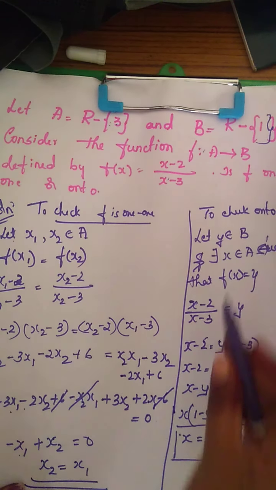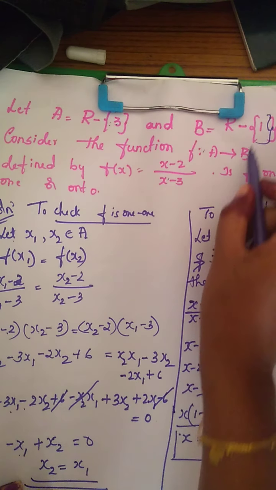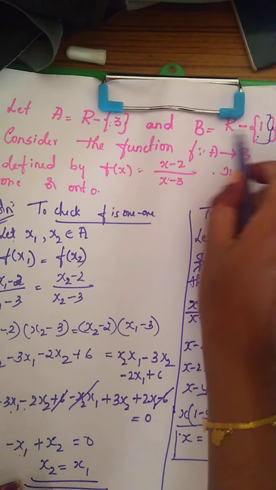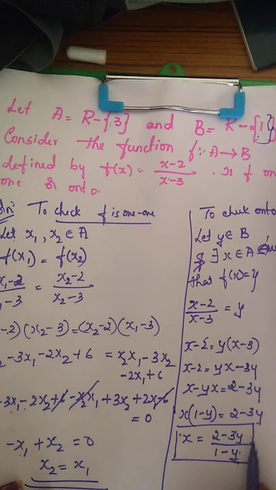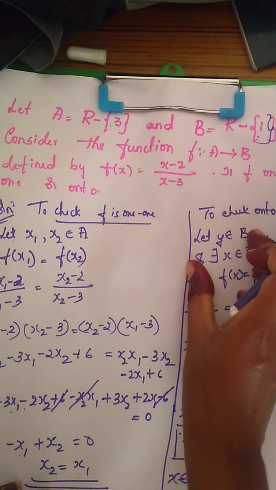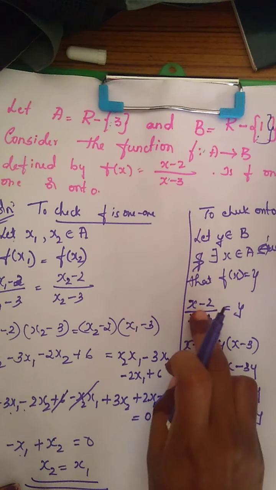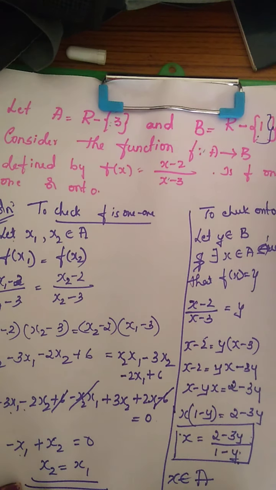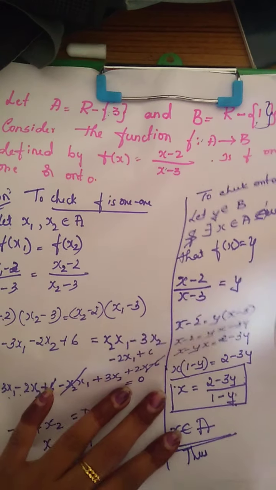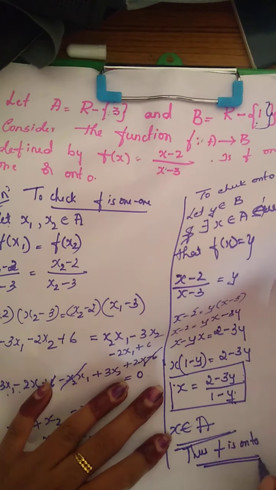If my y is 1, does 1 belong to B? No, because from B we have excluded 1. That is the reason this particular x is a well-defined real number, so this belongs to our set A. So for any y taken from the codomain, we have found an x in the domain such that f of x is equal to y. Thus f is onto.